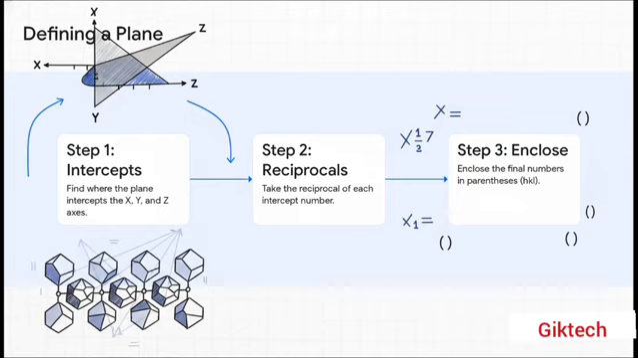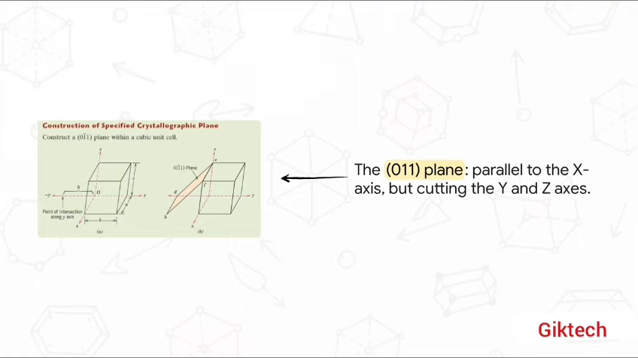Now, why would we do that? Well, it handles planes that are parallel to an axis, because their intercept is technically at infinity. And what's the reciprocal of infinity? 0. It gives us a nice clean number to work with. Finally, you just pop those numbers into parentheses, and boom, you've got your Miller index. It's a perfect address for any plane inside that crystal. And here's a perfect example of what that looks like. This specific plane is called the 111 plane. So why? Well, it runs parallel to the x-axis, its intercept is at infinity, so that first number becomes a 0.